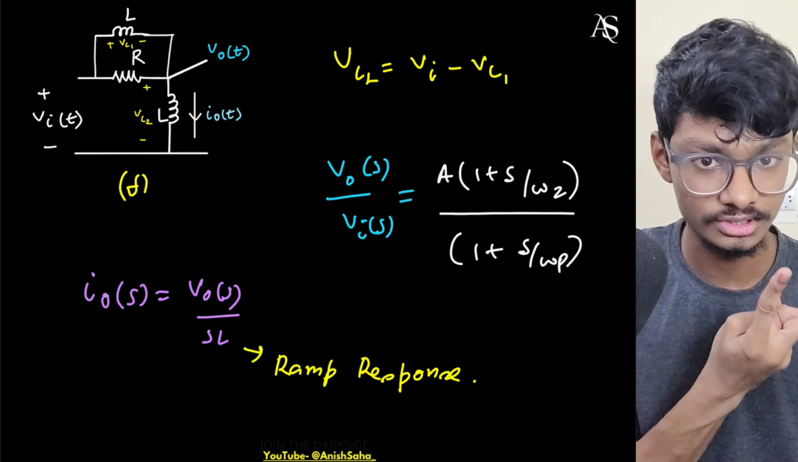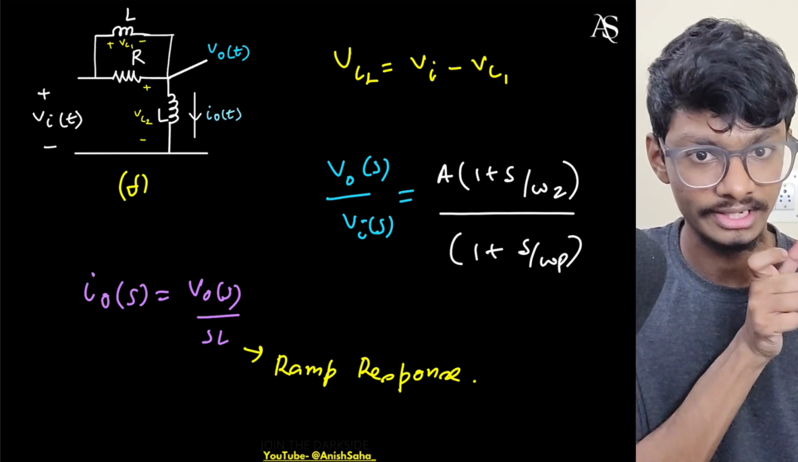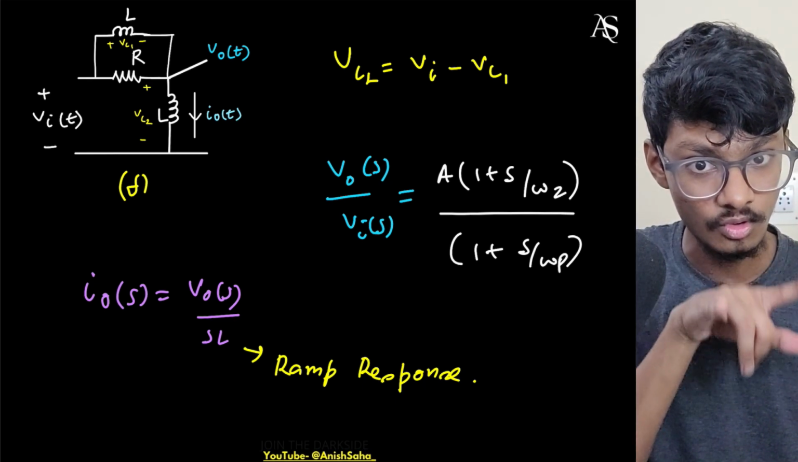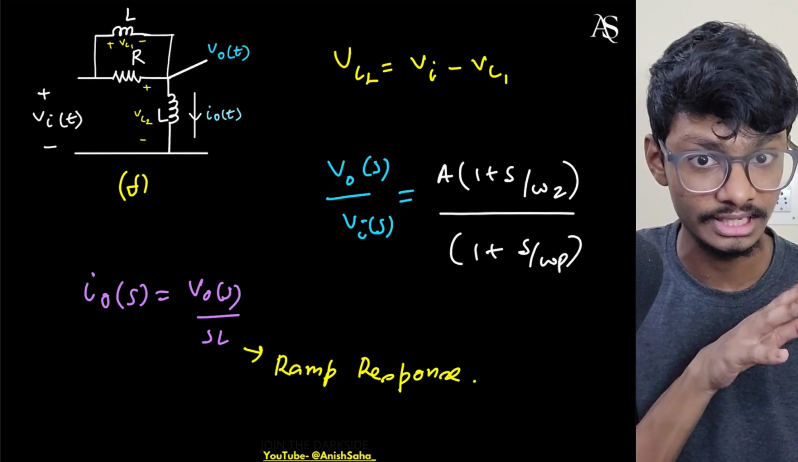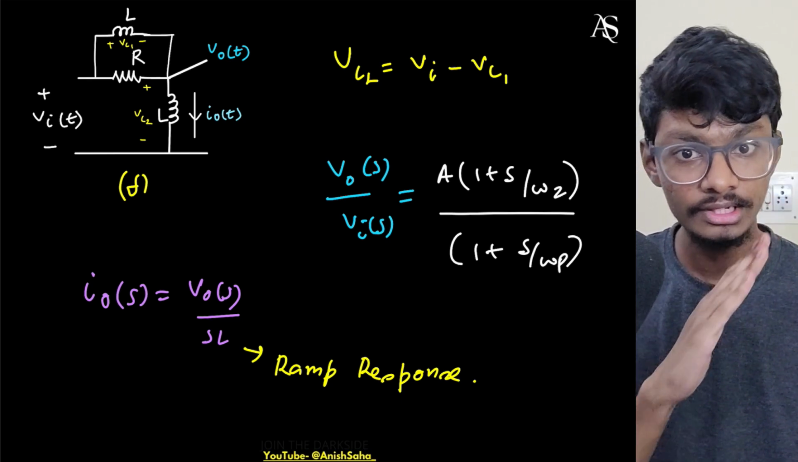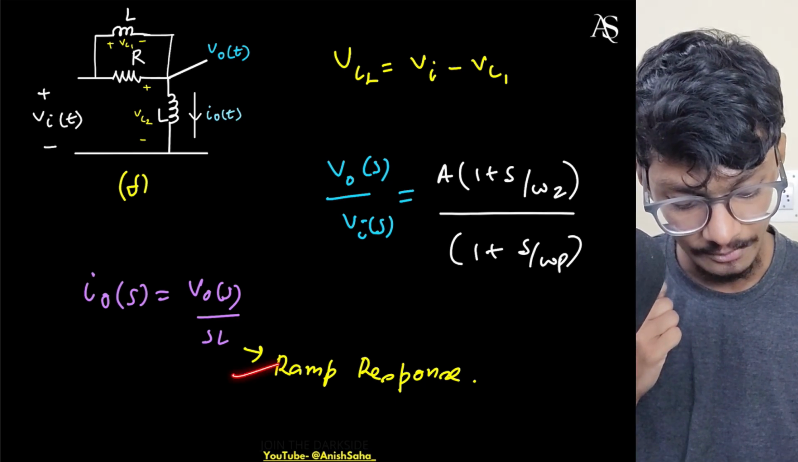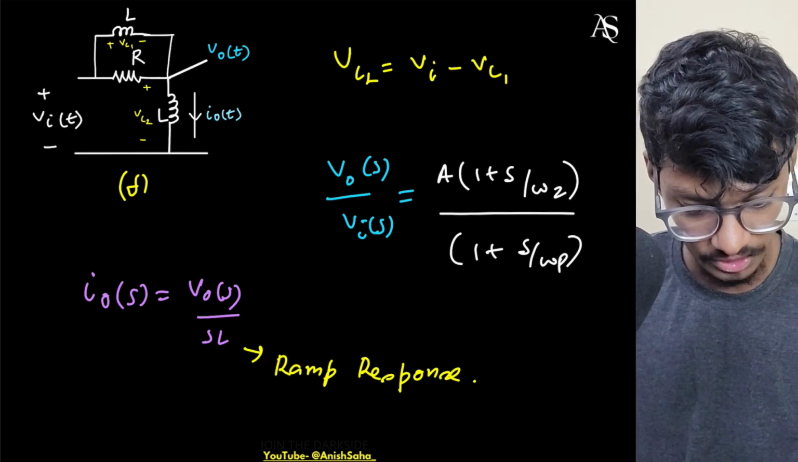So what is the equation of inductor? VL equals to L di by dt. If voltage is constant, then the slope of current is also constant. And when is the slope constant? When we have a ramp like, straight line like function. So that's why the response is ramp, and in the other case the response is exponential.